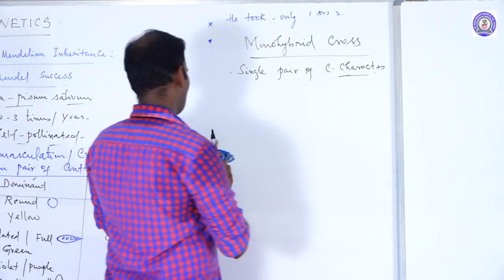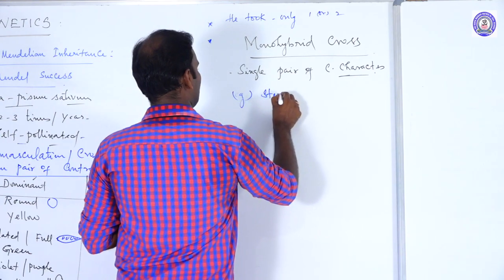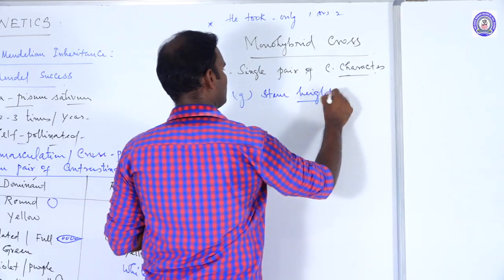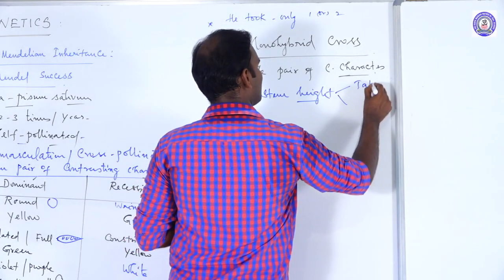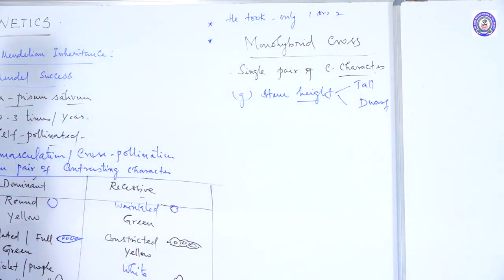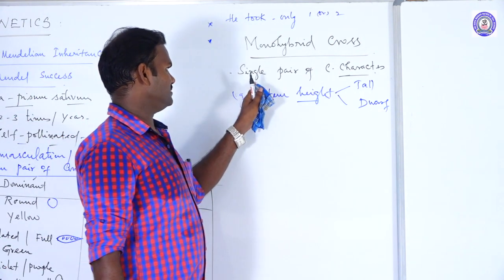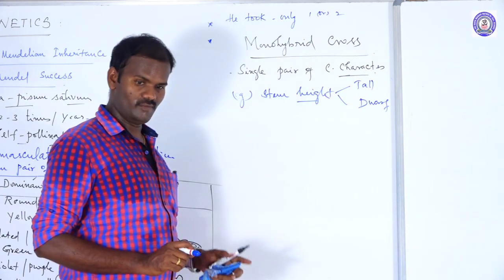For example, stem height. It is only one character. What are the contrasting characters? Tall and dwarf. For stem height, tall is the dominant character and dwarf is the recessive character. So a cross made between a single pair of contrasting characters is called a monohybrid cross.